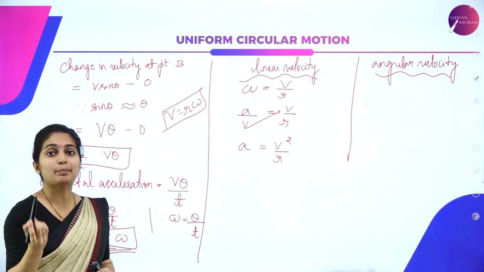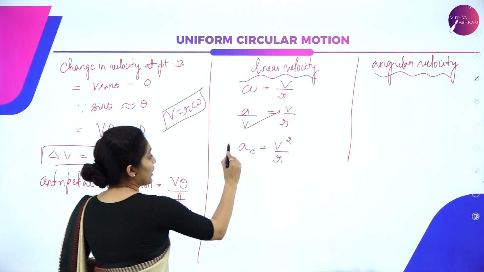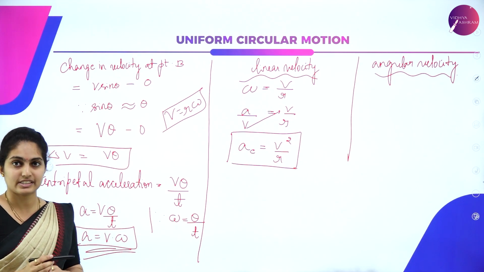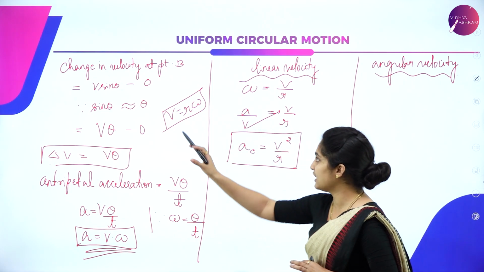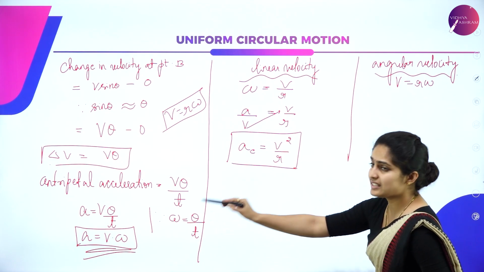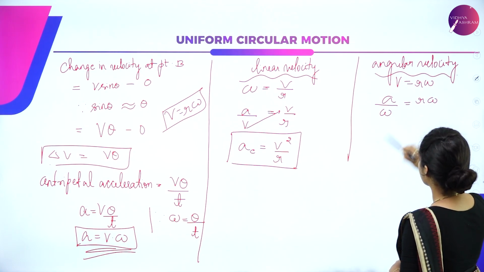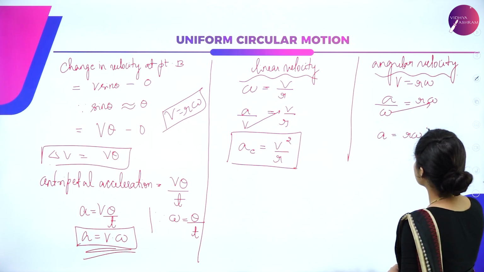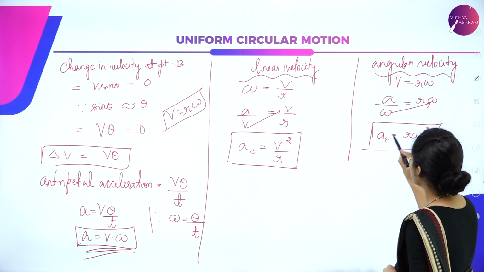What is A? That is centripetal acceleration. It's not just acceleration, so we add the subscript c. So A c, centripetal acceleration, is equal to V square by r. That holds good for linear velocity. Next is angular velocity. We have the equation V equals r omega. So V is A by omega, which is equal to r omega. Omega goes with omega, so A is equal to r omega square. This holds good for centripetal acceleration with respect to angular velocity.